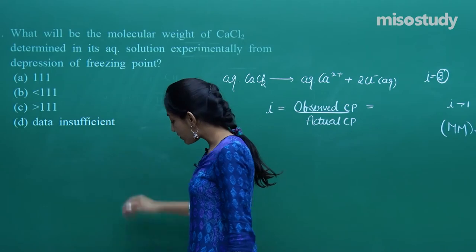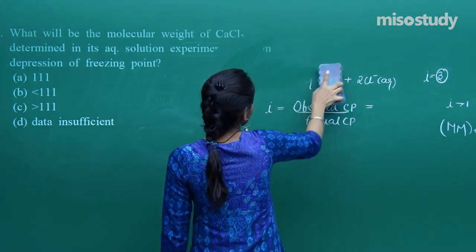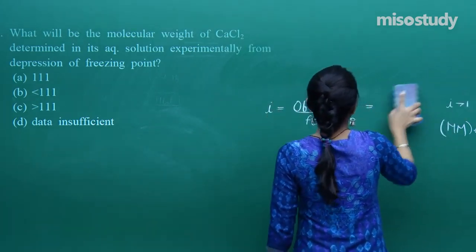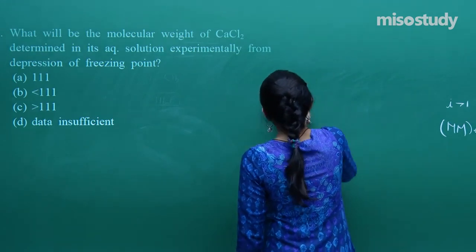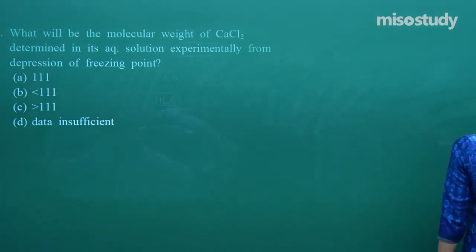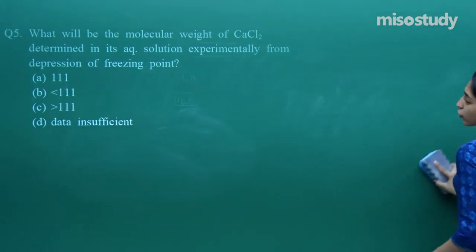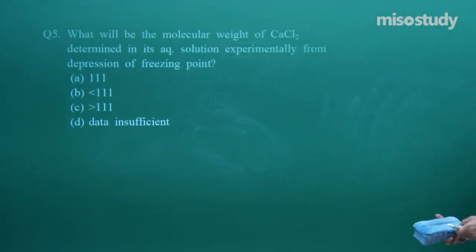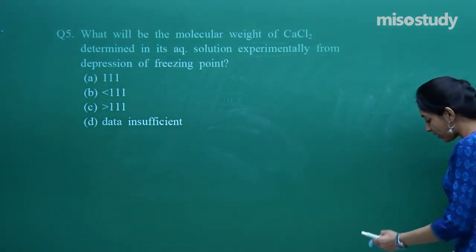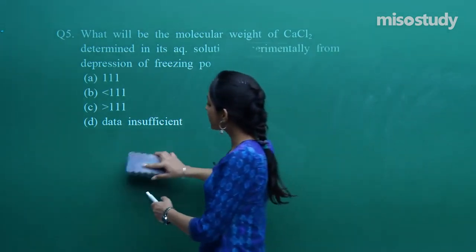Clear? This was a direct question, but direct only for those students who remember that the molar mass has an inverse relation with the i value. If i becomes greater than 1, then the molar mass will be found to be lesser than the theoretical value. So this is how we have done our question number 5. Now let us move on to question number 6. But before that, I would like to clean the board once again since it's too messy.